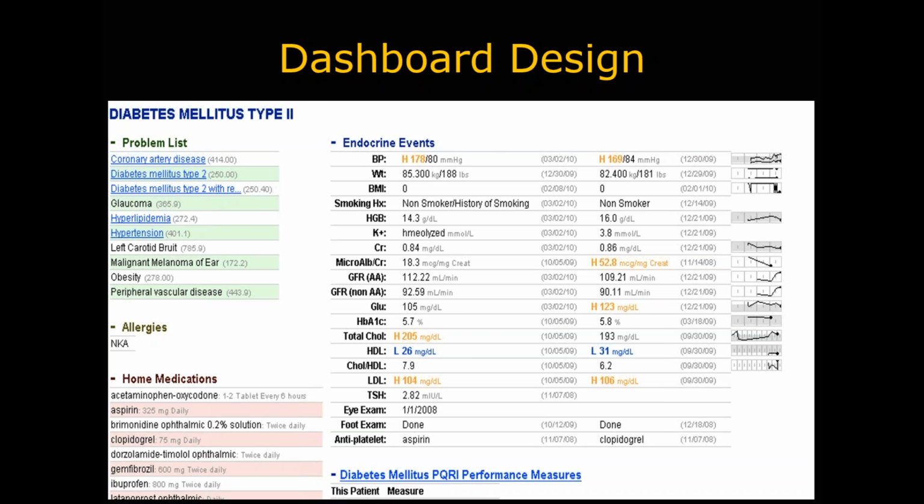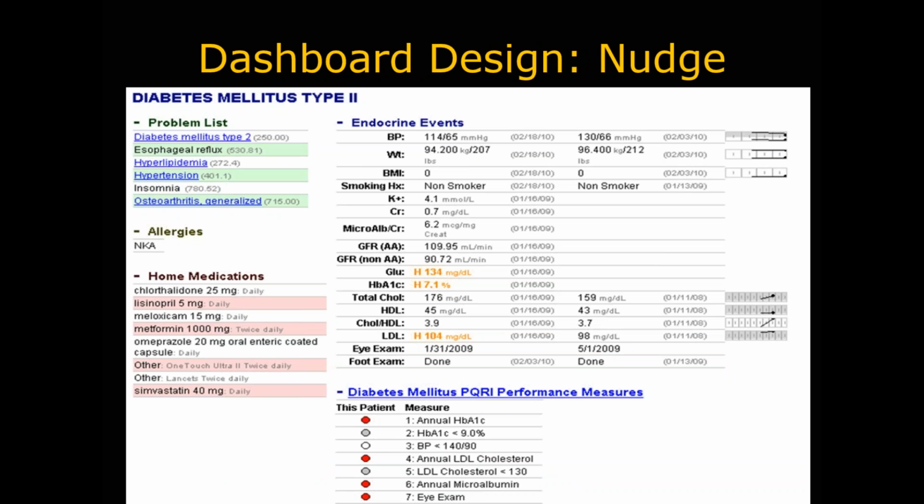Even better, we looked at these quality measurements here at the bottom, and we put red dots on the ones that you weren't meeting. And so this is a nudge to do better. And while this was going on, we had a campaign to get the red out and get all the quality measures to where they needed to be. This is a much better organization of information.